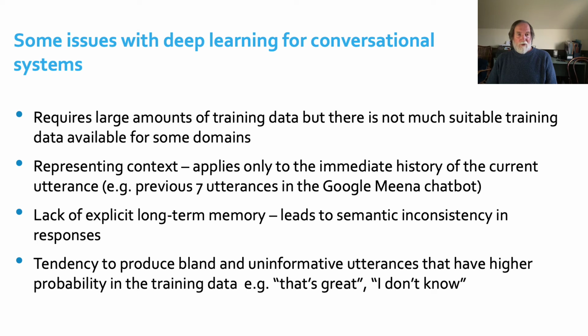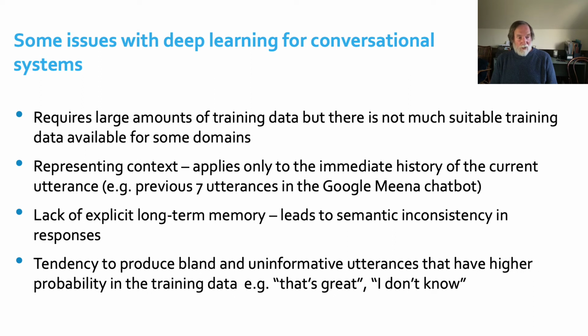However, there are some issues with this approach. First of all, it requires large amounts of training data, but for many domains there isn't very much suitable training data. It's difficult to represent context. In some cases, the context only goes back to the beginning of the incoming utterance. In a very large system like the Google Meena chatbot, the previous 7 utterances can actually be used as the context of the immediate history.